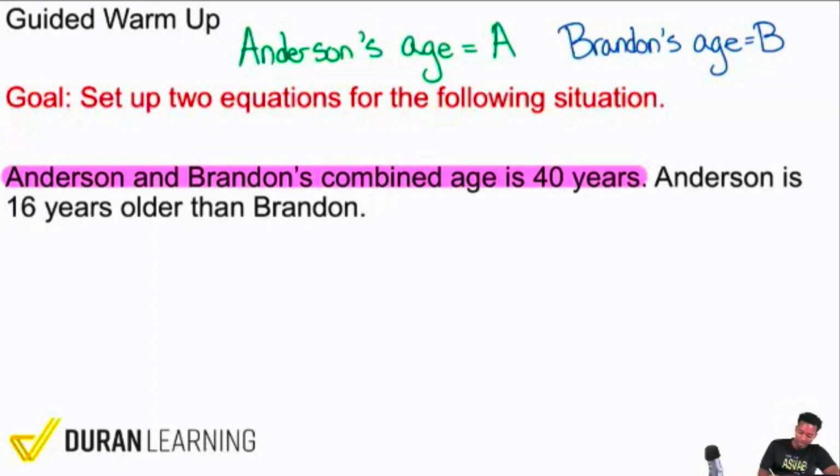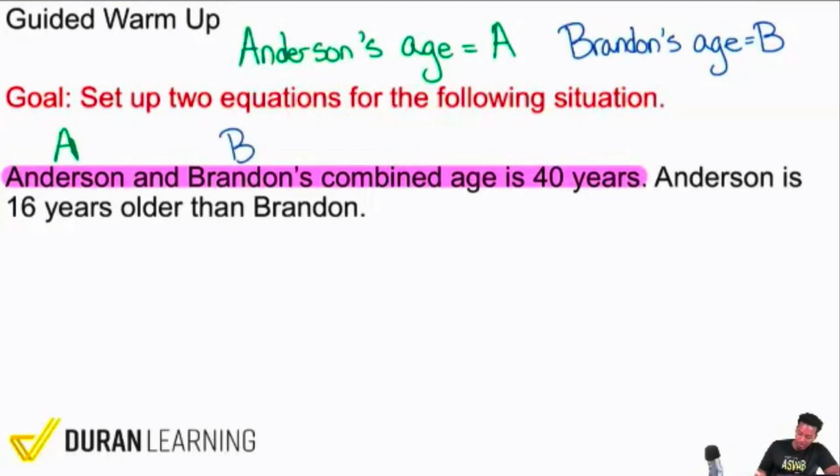Everybody, it says Anderson and Brandon's combined age. So we're talking about Anderson's age. Everybody, what letter are we using for Anderson's age? Still very weird to say. But what are we using for Anderson's age? A, right? All right, sounds good. Then it says Brandon's age. So what are we using for Brandon? That's going to be B, correct.